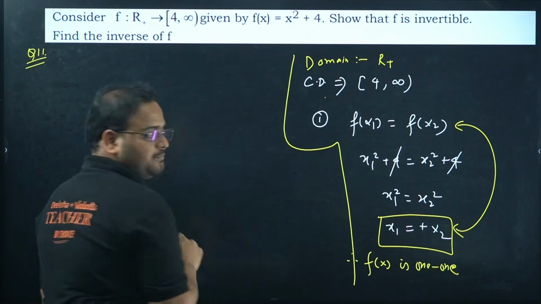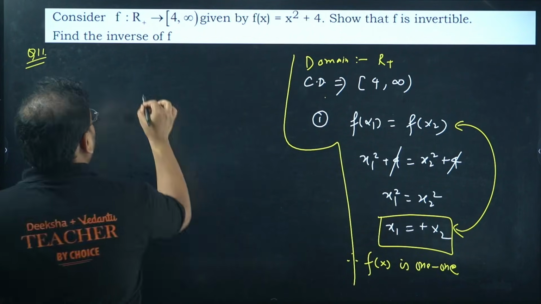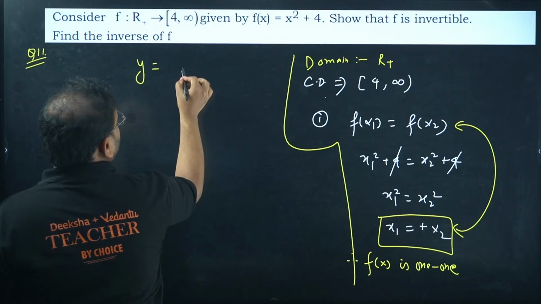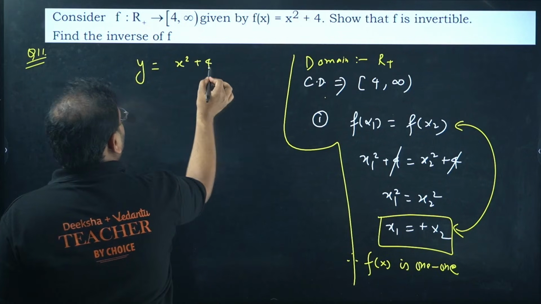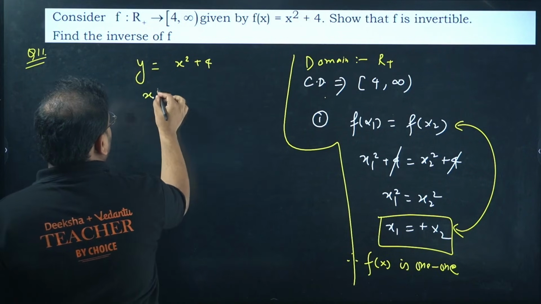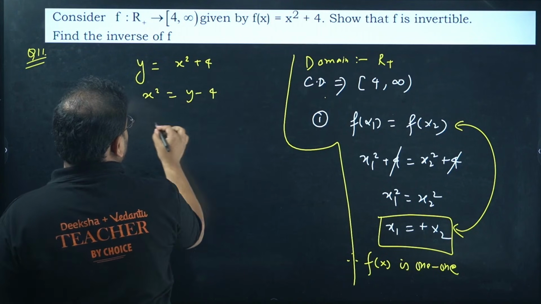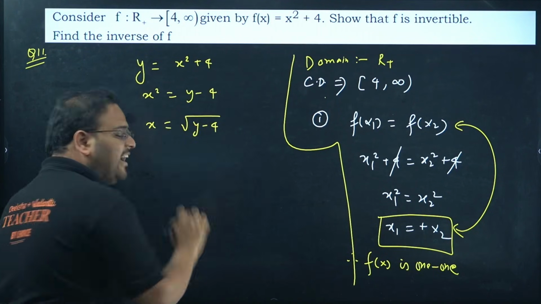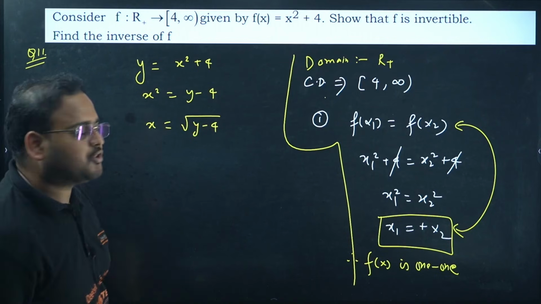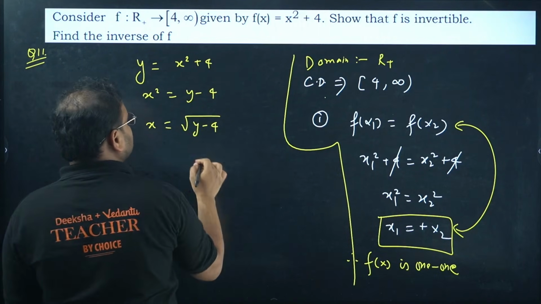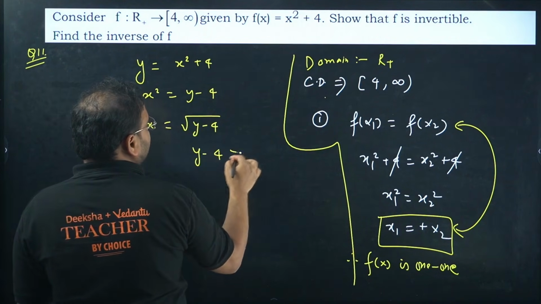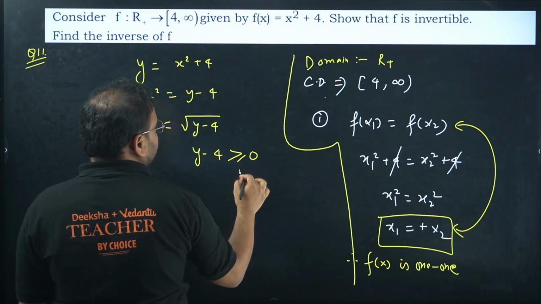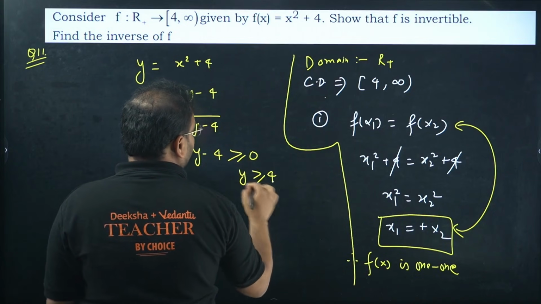For the onto part, we're going to go, as I mentioned, y equals x square plus 4. Make x the subject, so you'll get x square equals y minus 4. So you get the x value as root of y minus 4. Now find the constraint on y. And what is the constraint on y? We can see that this has to be positive. So y minus 4 has to be positive or 0. It means y has to be at least 4.